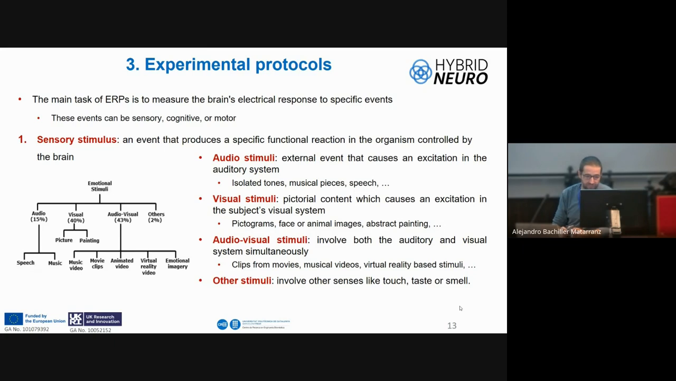Auditory stimuli, for example isolated tones, musical pieces, speech, or phonemes, like Elena and Gemma explained to us. Visual stimuli, for example pictograms, face or animal images, abstract paintings, or some other kinds of objects. Audiovisual stimuli that combine both auditory and visual systems, for example movies, music videos, or virtual reality. That is one of the issues that will improve in the future. And there are other stimuli that involve other sensory inputs like touch, taste, or smell, which are the less common. For example, here we can say that 2% are emotional stimuli, another kind of sensory stimuli.